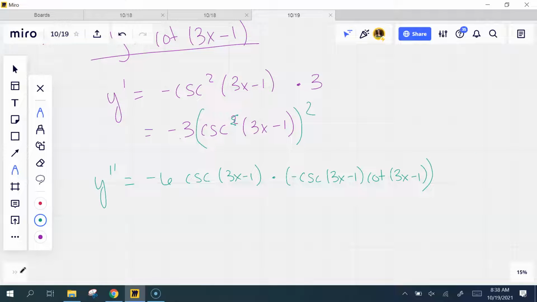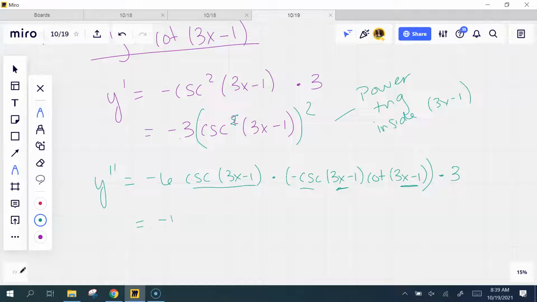So chain rule. We did power rule, times 3x minus 1, and then we had to find the derivative of the trig function. And now we have to do the derivative of this inside piece, which is just 3, the derivative of 3x minus 1. We did power rule, then we did the trig, and then we did the inside. The derivative of cosecant is negative, that's why it looks crazy.